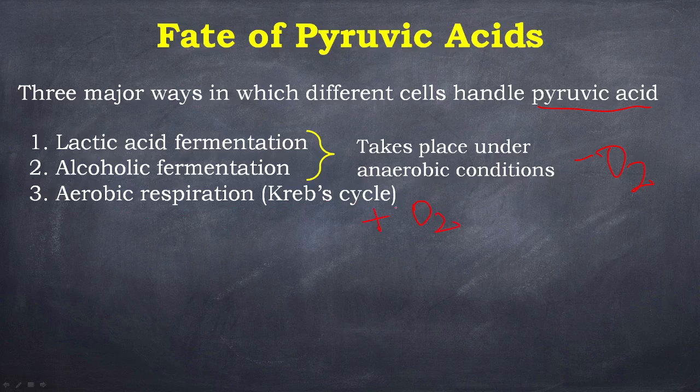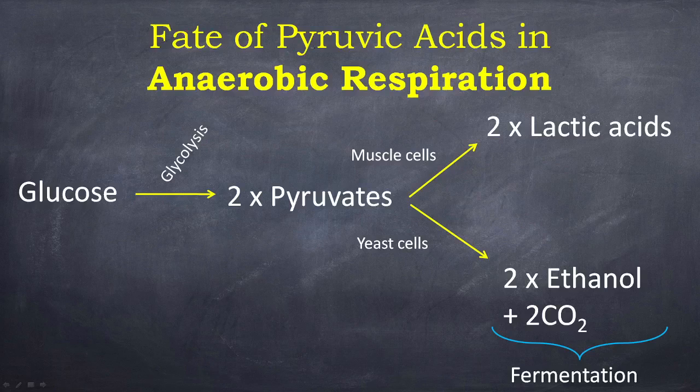Krebs cycle. Right, so this is our next topic. Okay, so aerobic respiration. So let us look at these two, lactic acid fermentation and alcohol fermentation, which take place under anaerobic conditions. So the fate of pyruvic acid in anaerobic respiration, right, there are two: lactic acid fermentation and alcoholic fermentation. So glucose, when it is broken down through glycolysis to produce two pyruvic acid.